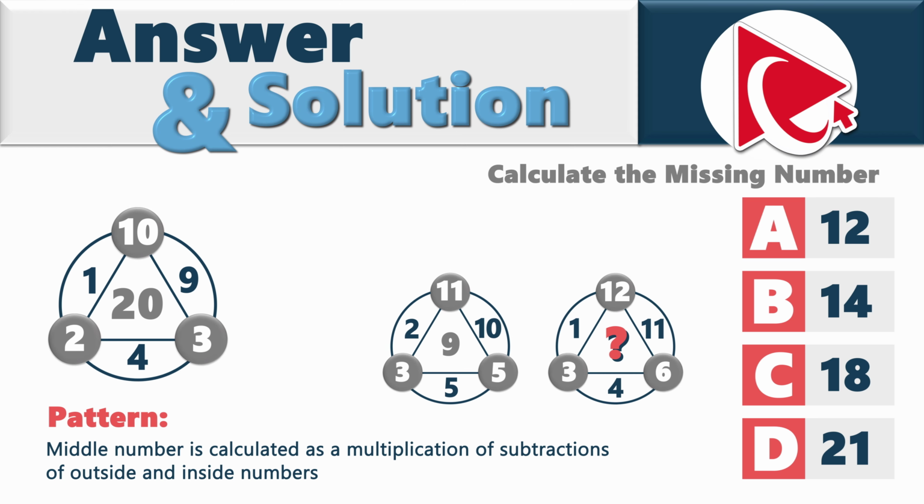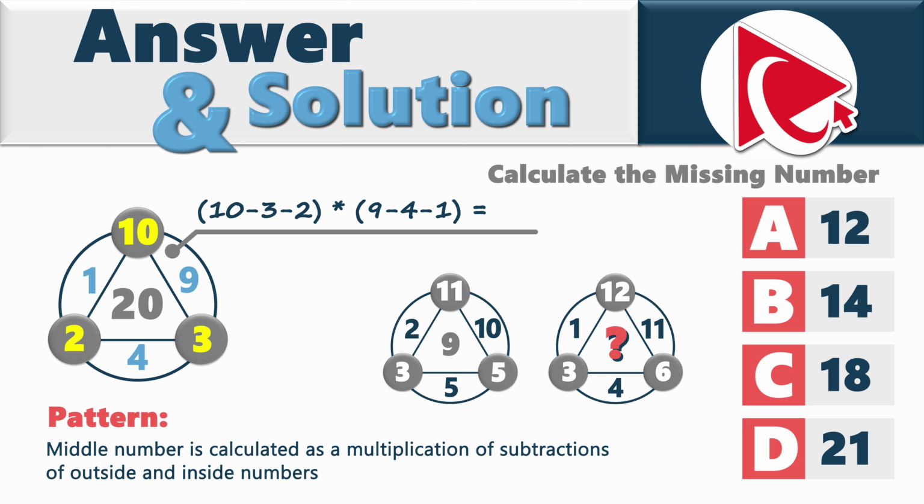In the first shape, the outside numbers are 10, 3, and 2, and the inside numbers are 9, 4, and 1. (10 minus 3 minus 2) multiplied by (9 minus 4 minus 1) equals 20. And as you can see, 20 is the number in the middle, which is a result of these calculations.